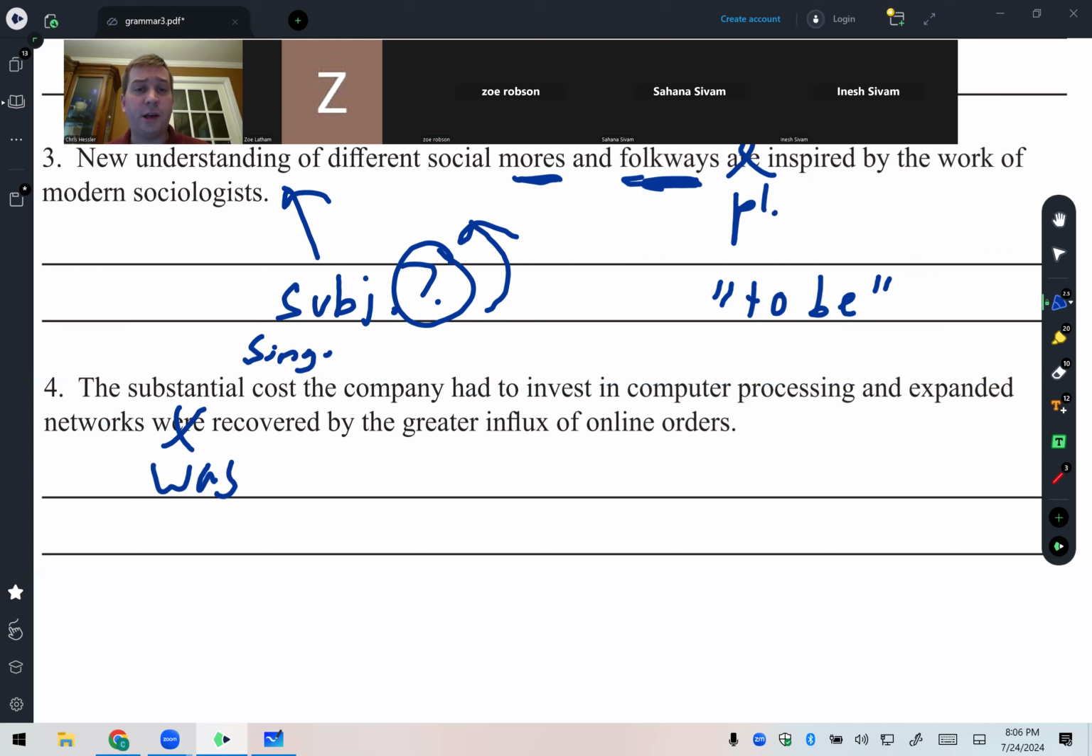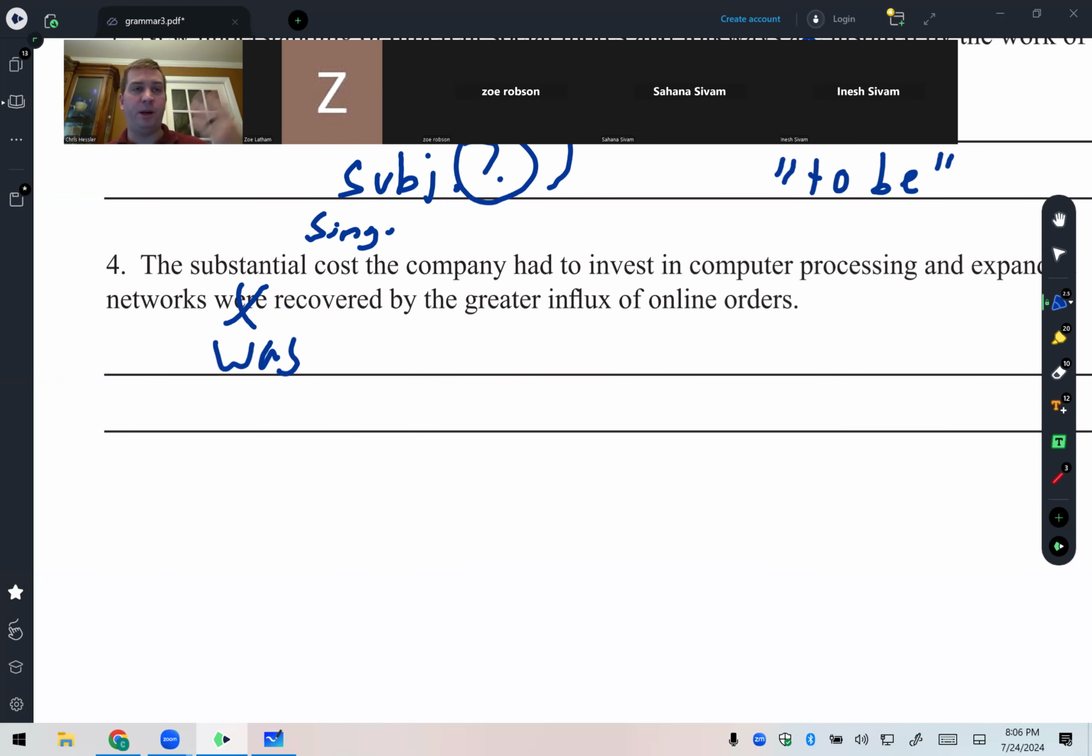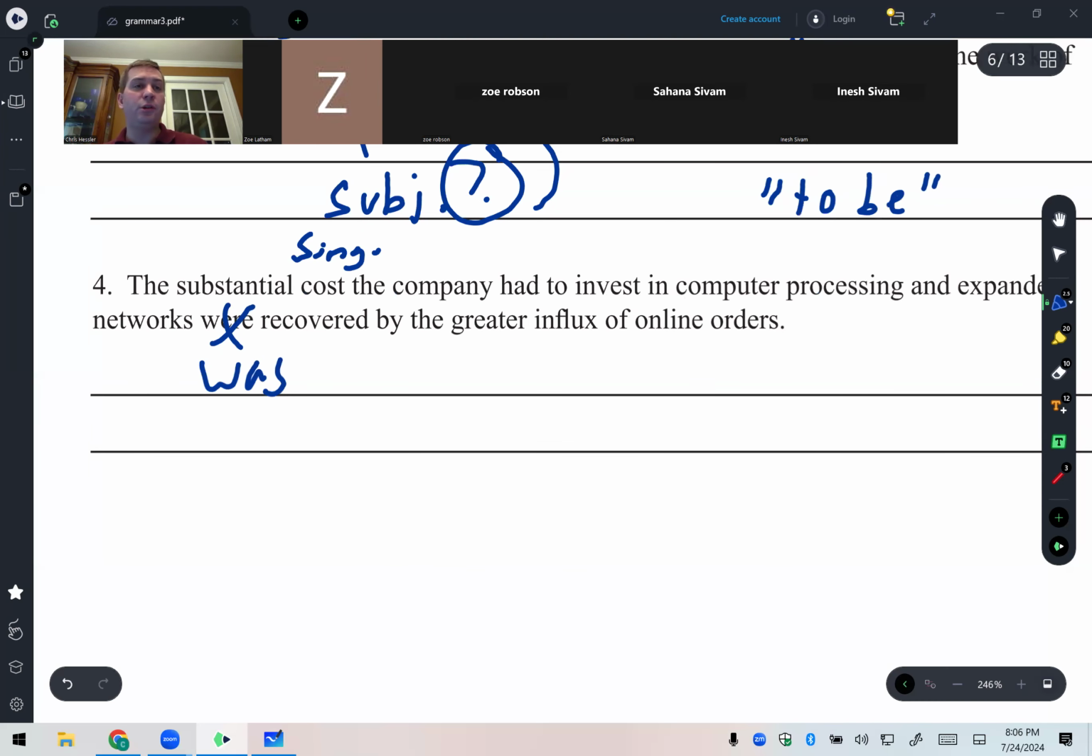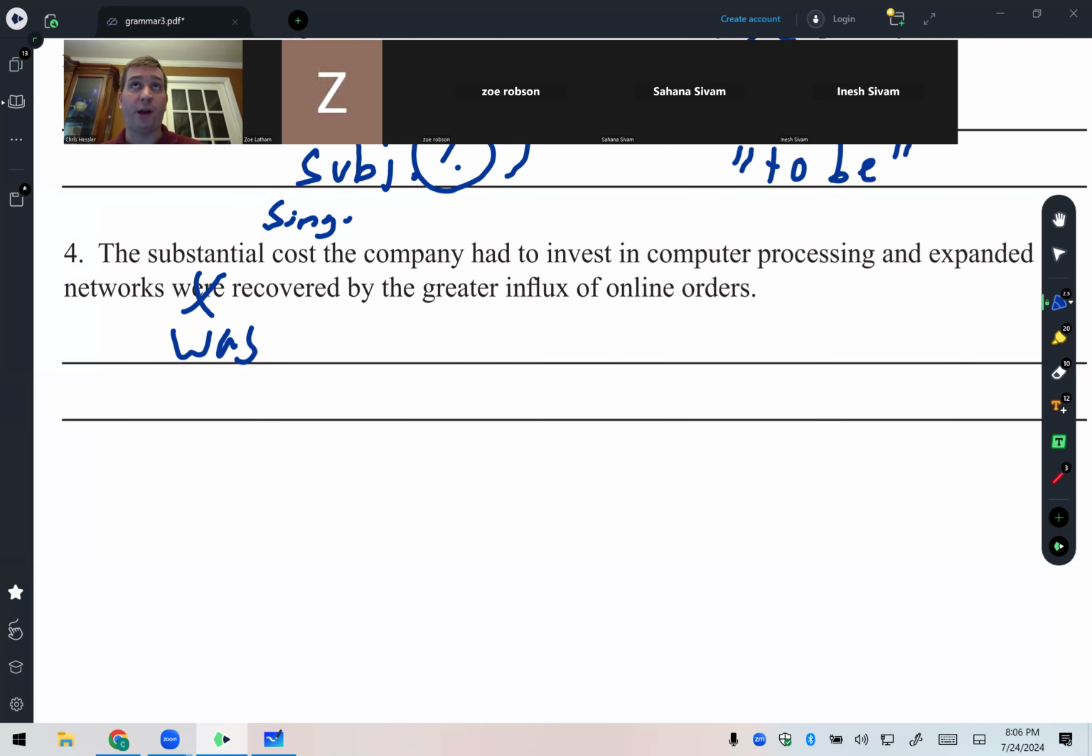The substantial cost the company had to invest in computer processing and expanded networks was recovered by the greater influx of online orders. So they're definitely going to test you on subject-verb agreement. I like to just simplify it in my head, maybe remove a big chunk of the sentence. There's no limit to the length of a prepositional phrase. A prepositional phrase can be 20 words long.